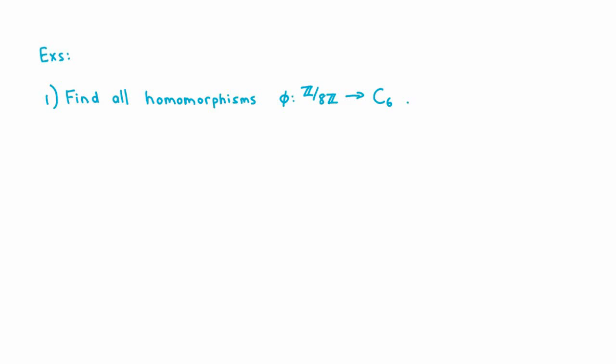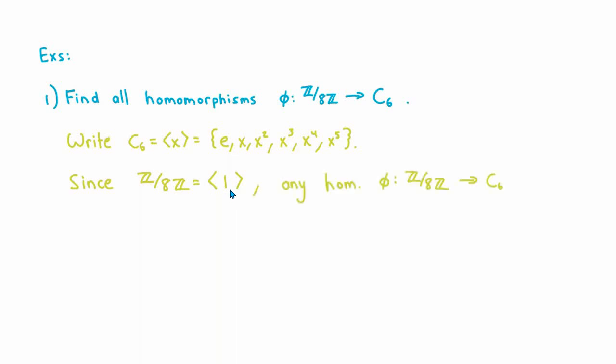As a first example of how to use property 8a, let's find all homomorphisms from the additive group of integers modulo 8 to the cyclic group of order 6. To fix notation, let's write the cyclic group of order 6 as being generated by an element x, so that its elements are the identity, x, x squared, out to x⁵. Now since Z mod 8Z under addition is generated by the residue class 1, we know from our property that any homomorphism from Z mod 8Z to the cyclic group of order 6 is going to be uniquely determined by its value at the generator 1.